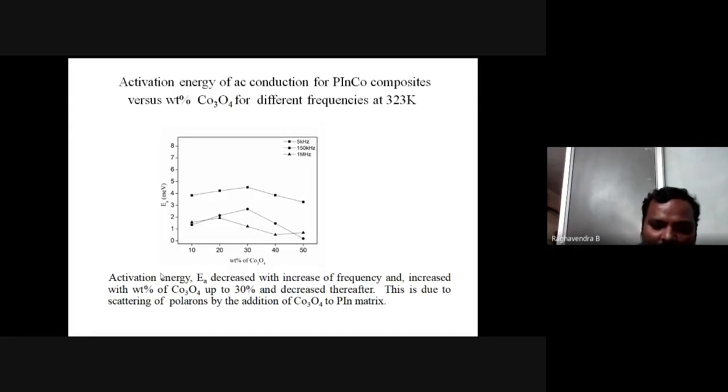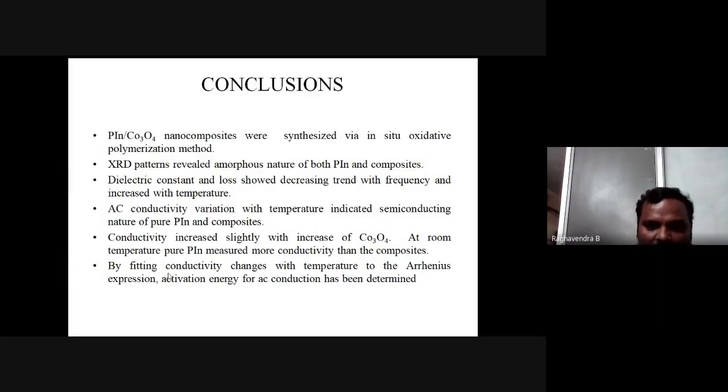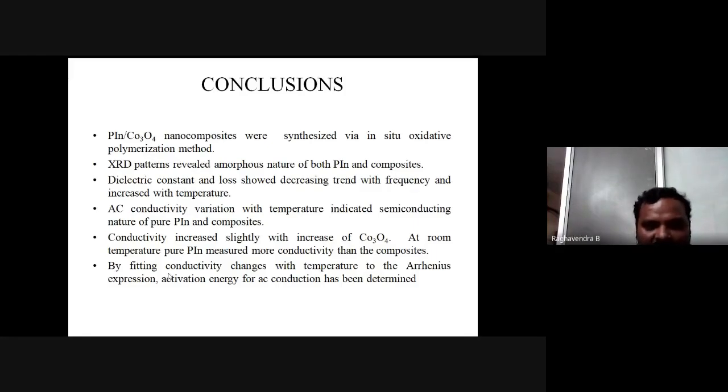And I can conclude that the obtained material is amorphous in nature, and both the dielectric constant and dielectric loss decrease with increase of frequency and increase of temperature. Also the AC conductivity variation indicates that it is semiconducting in nature, and by fitting the conductivity changes with temperature to the Arrhenius expression, the activation energy for conduction has been determined. So that's all about my work.